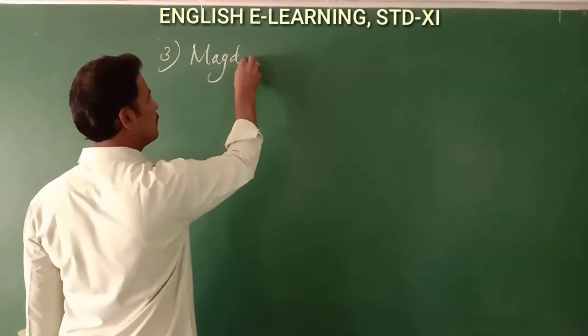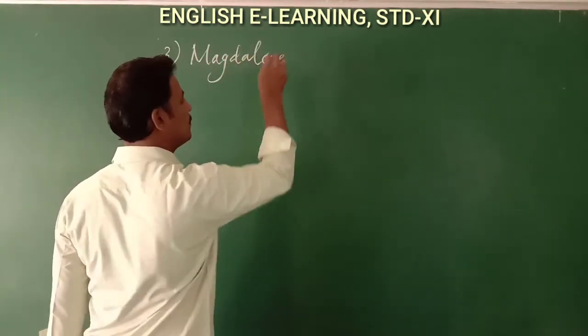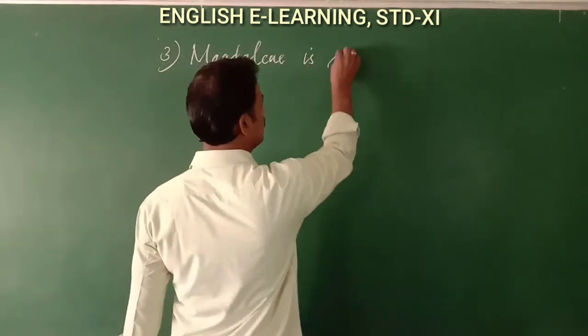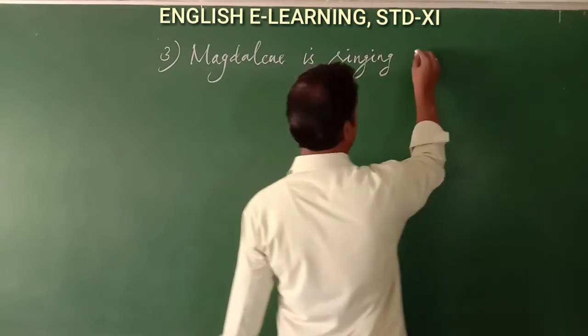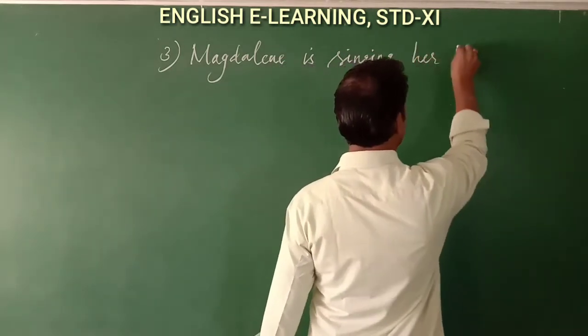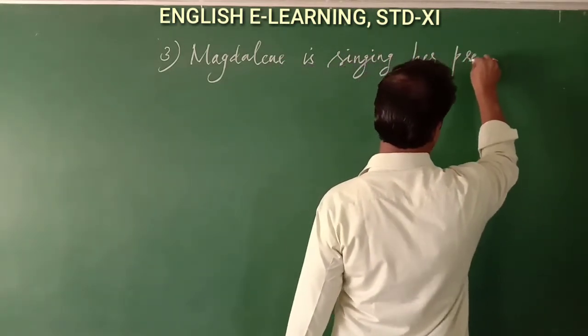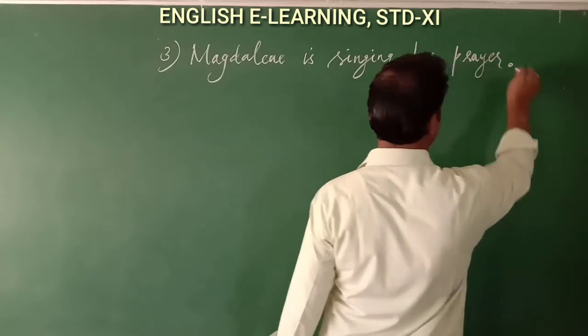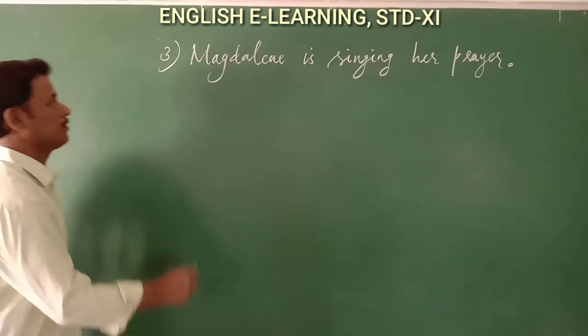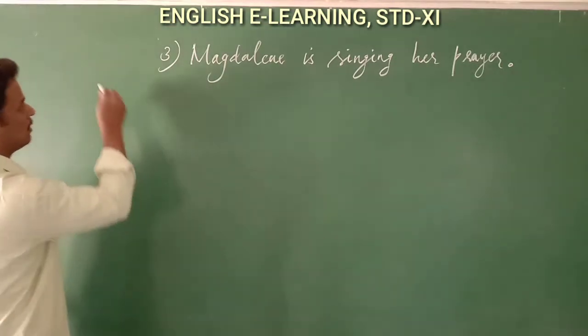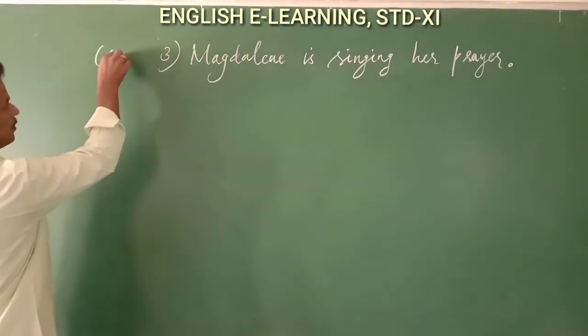Magdalene is singing a prayer. Magdalene is singing her prayer. Right. Again, this sentence is in active voice.